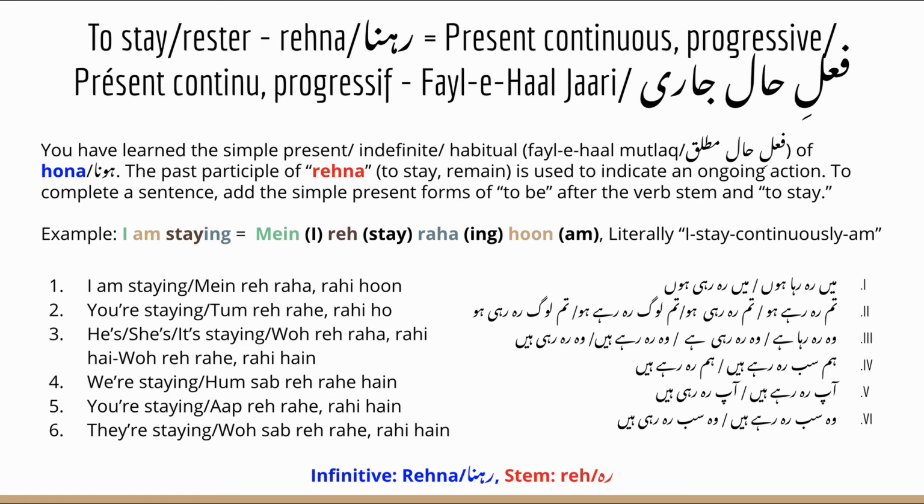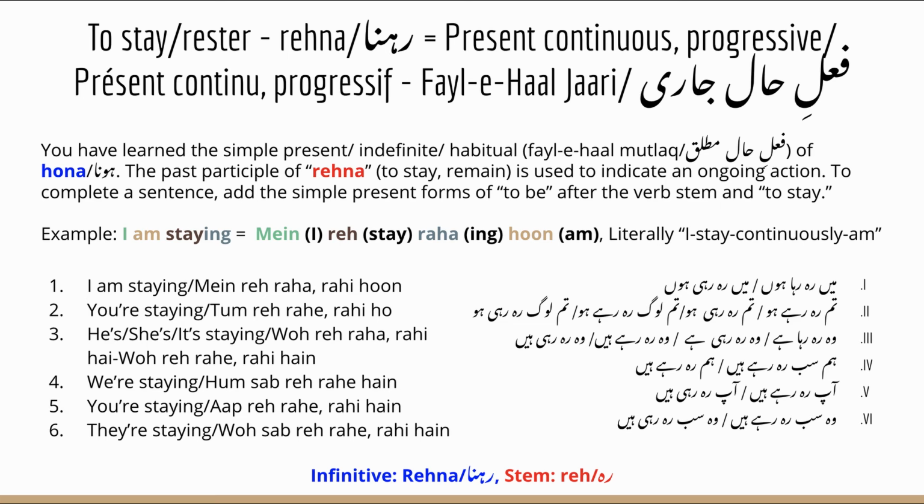वो रह रहा है, वो रह रही है, for male, female, informal. वो रह रहे हैं, वो रह रही है, for standard. हम सब रह रहे हैं, that's we. आप रह रहे हैं, आप रह रही हैं, that's you, standard. वो सब रह रहे हैं, वो सब रह रही हैं, that is they or their, for the standard.